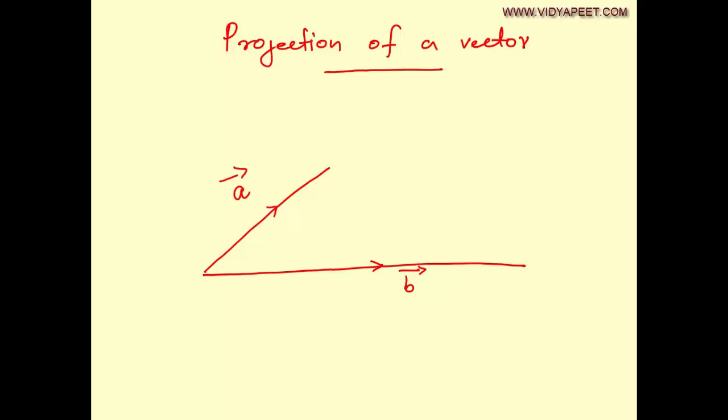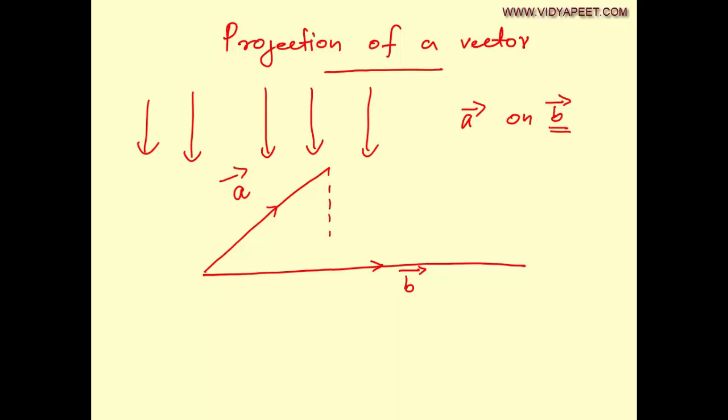So I want to project vector A on vector B. So I am projecting vector A on vector B. Then I have to imagine vector B to be a screen. And imagine that the light rays are falling perpendicular to that screen. So when light comes in this direction, this light will make a shadow of vector A on vector B. That shadow will be nothing but of this length. The shadow is called the projection of vector A on vector B.